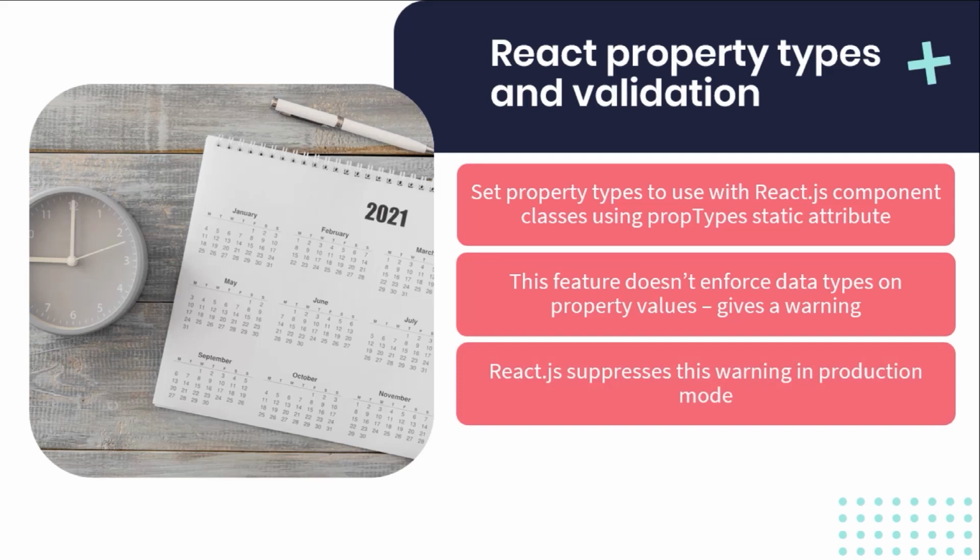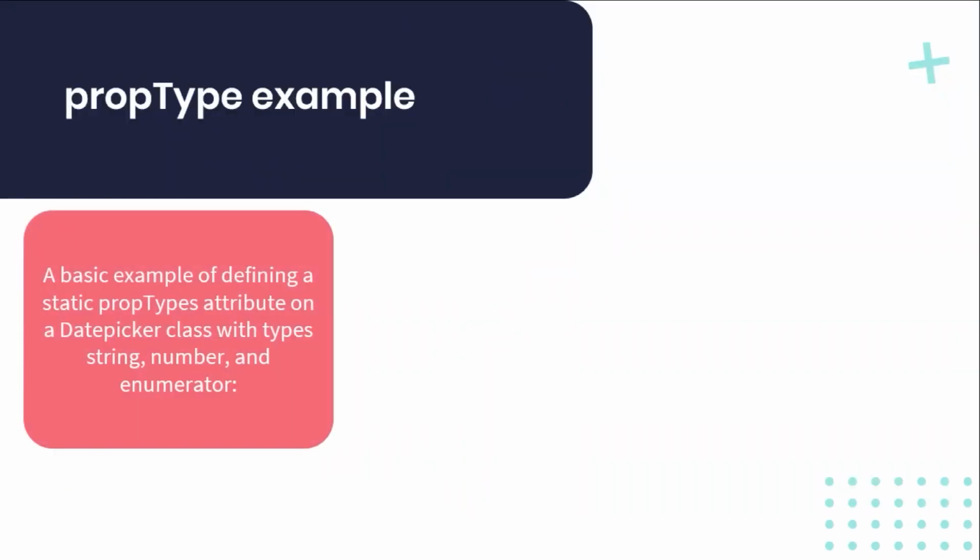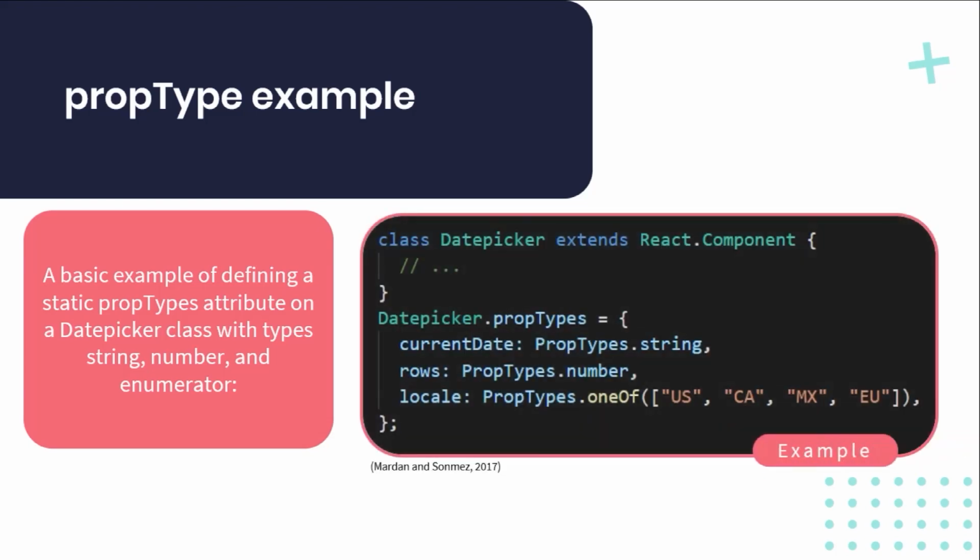Thus, propTypes is mostly a convenience feature to warn us about mismatches in data types at the development stage. Here is a basic example of defining a static propTypes attribute on a datePicker class with type string, number, and enumerator. You will notice that we have included this reference for the code snippet. This reference applies to all the code snippets used in this lesson, this module, and throughout this course.